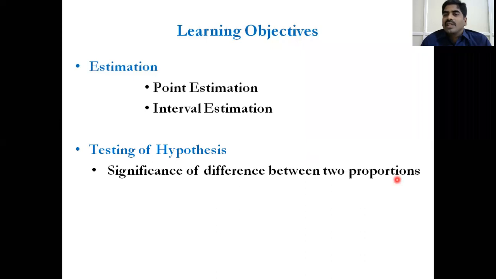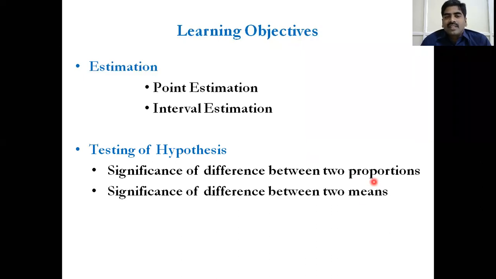If data is qualitative, and if you want to compare two different groups, then you can apply significance of difference between two proportions. I will explain how to do it in the next slides. Next, significance of difference between two means. If you want to compare the mean difference between two groups, whether the difference is statistically significant or not, we can find it by using the significance of difference between two means concept. Next, errors. What is type 1 error and what is type 2 error? I am going to explain today.